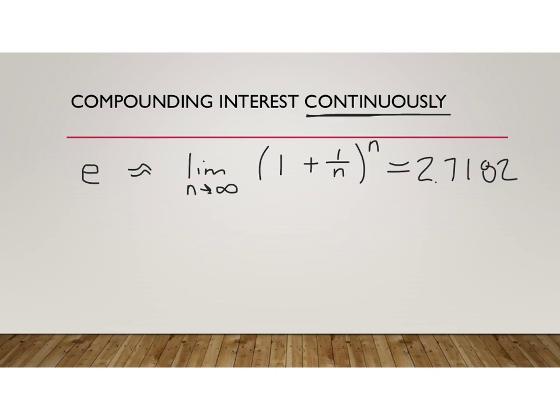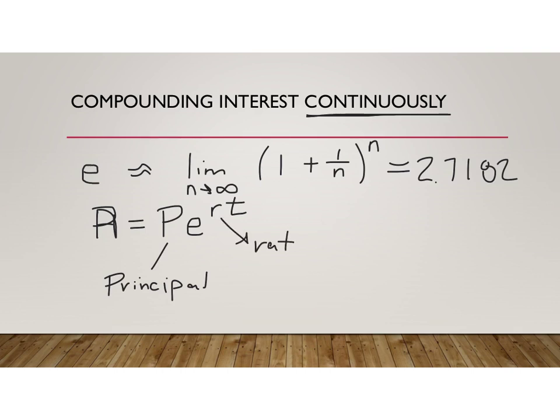So when we're compounding continuously, the formula we're going to use is that the amount in the account will equal the principal times e to the rt power. This is your principal, which is your beginning amount. e is the number, r is the rate as a decimal, and t would be your time in years.